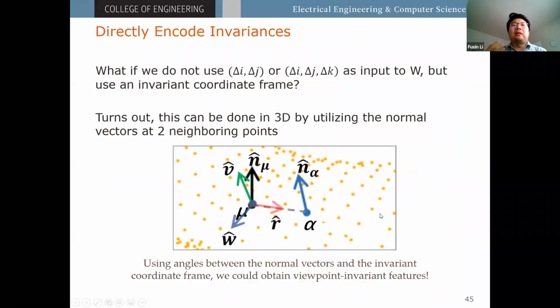Besides, because those delta I, delta J, delta K, there are ways to just change the input first before sending them as an input to the weight function. So you can also make them rotation invariant. You can create a different coordinate frame, and that coordinate frame itself is rotation invariant. So you just change the coordinates, and then you have a rotation invariant architecture.